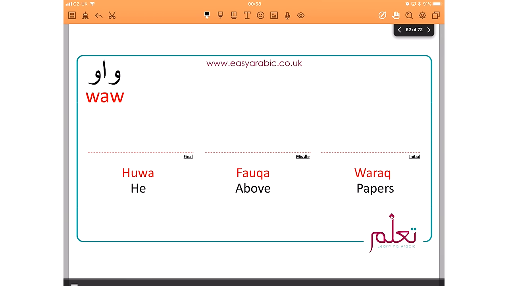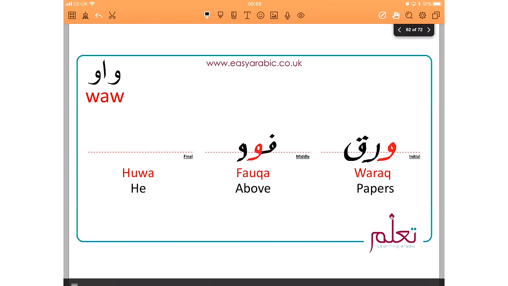Examples. First one is warak. So it starts with the waw. Then we have the ra, because waw is a naughty letter, so is the ra actually. And then we do the qaf. Warak.